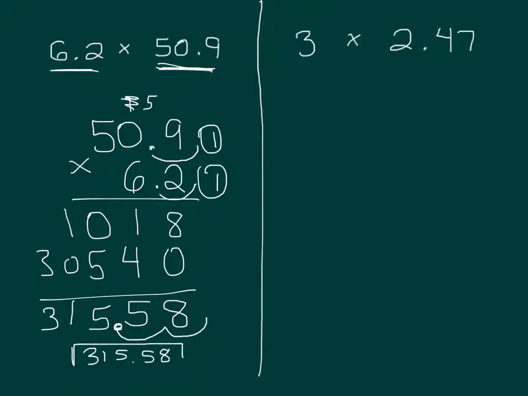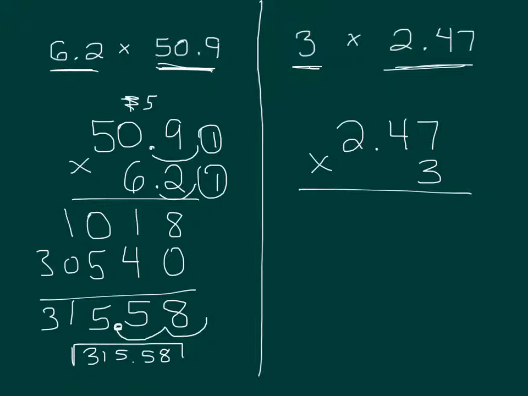Now let's look at the next one. I have 3 times 2 and 47 hundredths. I'm going to put the 2 and 47 hundredths on the top because it has the most digits. It's actually not the biggest number. In this multiplication problem, the 3 is the biggest number, but I put the 2 and 47 hundredths on top because it has the most digits. And then I multiply it by 3, just like that.